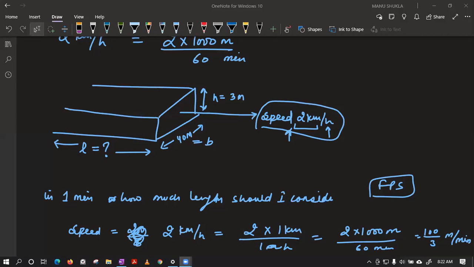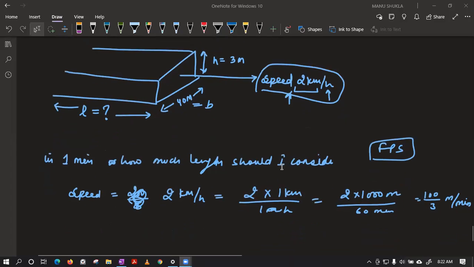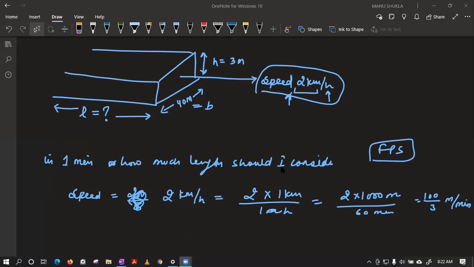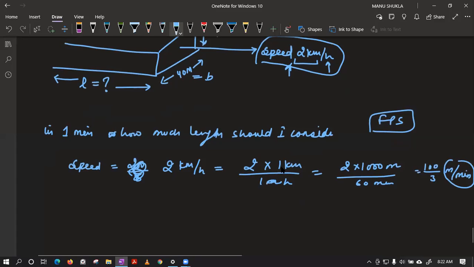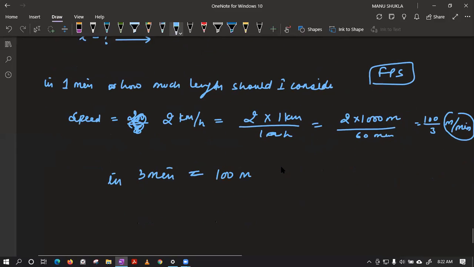Sir, I was saying that it is 100 meter per 3 minutes. Okay. So you are confusing a little bit, na? This is meter per minute, only this thing. It is not like that which you are thinking. If you are saying that also, that is also fine. If you are saying in 3 minutes, it is 100 meters, that is what you are saying, right? Yes, sir. No problem, let's make it 1 again.